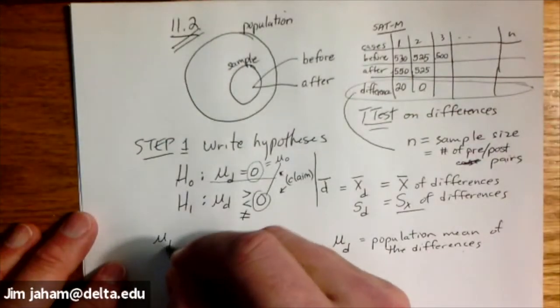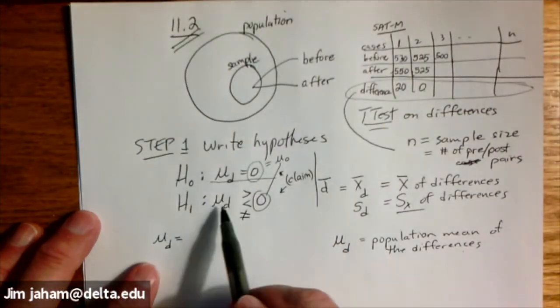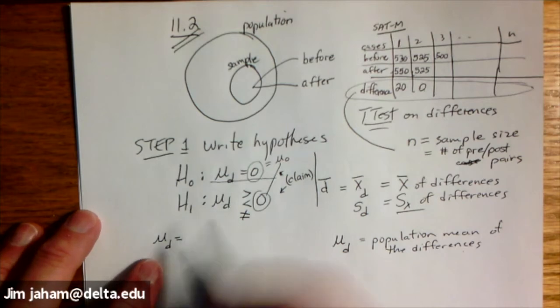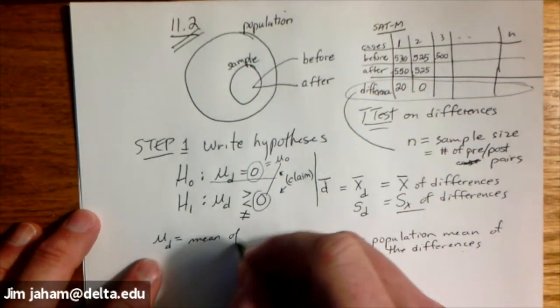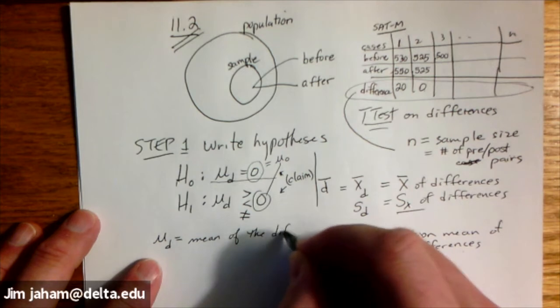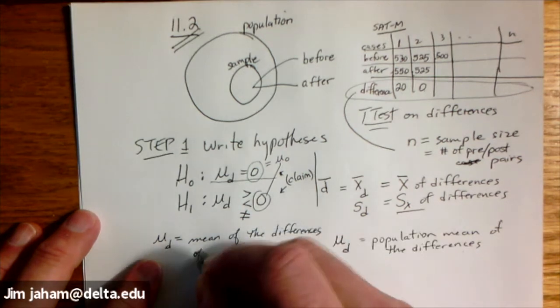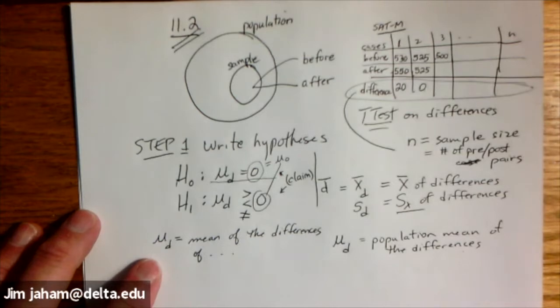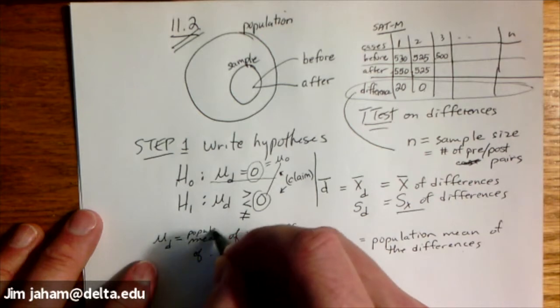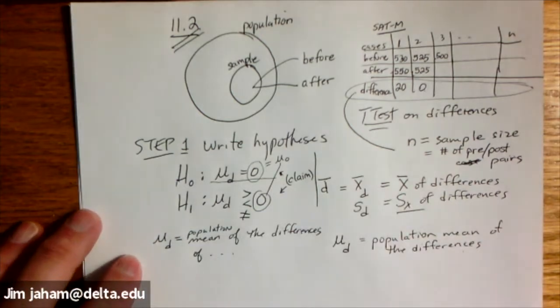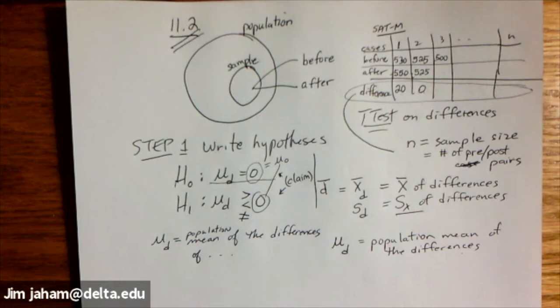When you define mu sub d, because that is the variable that you have there, you should define it. It's the mean of the differences of, and then you tell it what you're subtracting: the SAT math score before and after the Sylvan education treatment, or after 1 year has elapsed in high school. And this is always the population mean. Always make claims about the population. Okay.